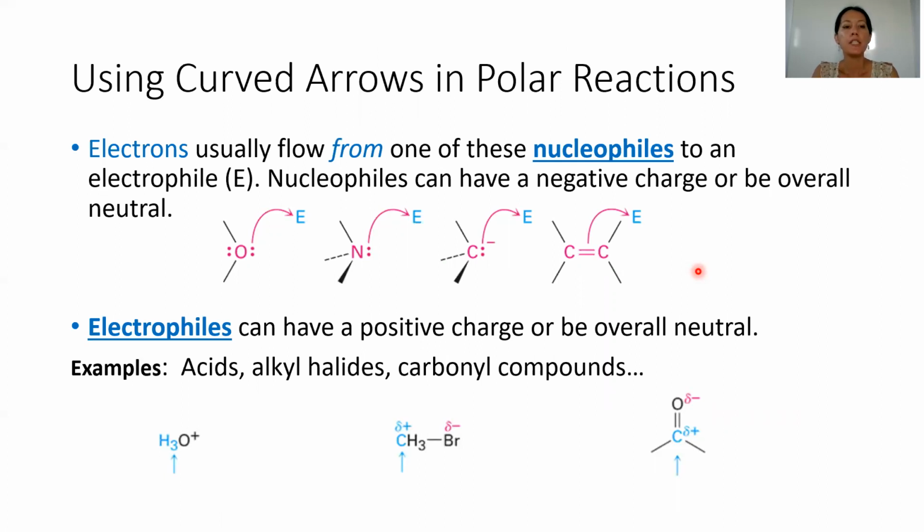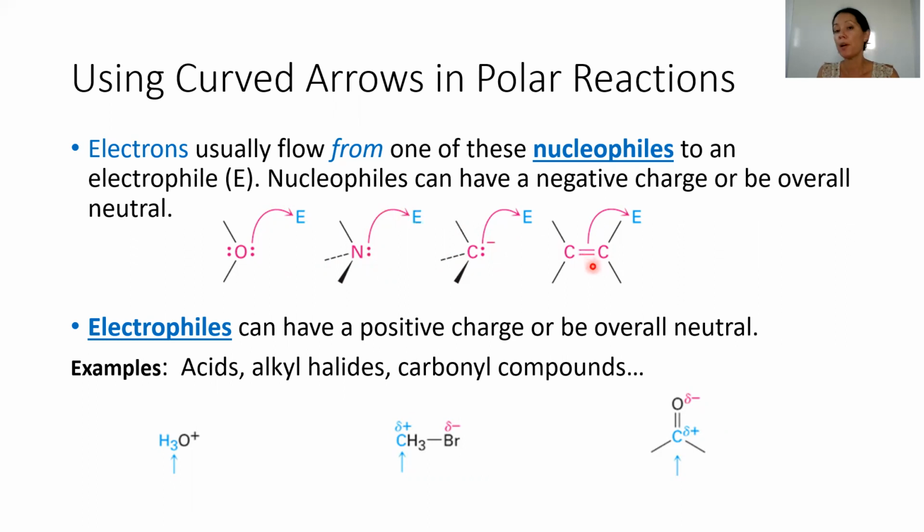Okay, just to give you a feel for this, we're going to use curved arrows in polar reactions. Electrons will flow from one of these types of nucleophiles. So these are just examples. Nucleophiles can have a negative charge or be overall neutral. So you can use something that has a lone pair, so sulfur would also work, or a nitrogen with a lone pair. Carbon with a lone pair is a carbanion, it has a negative formal charge, or a pi bond in an alkene. So this can attack an electrophile shown as E.